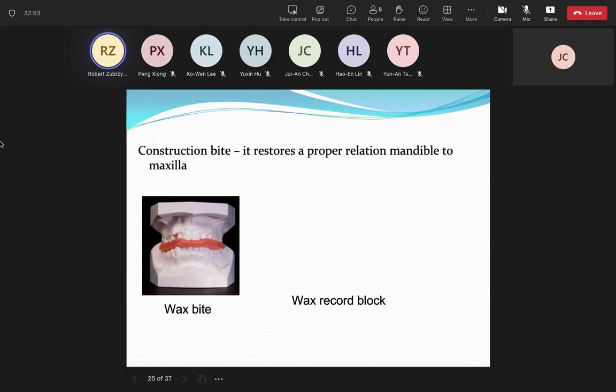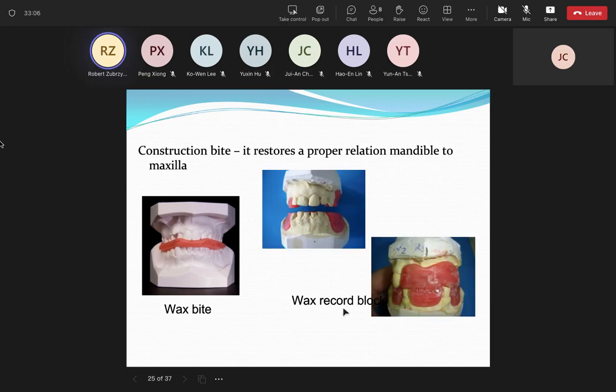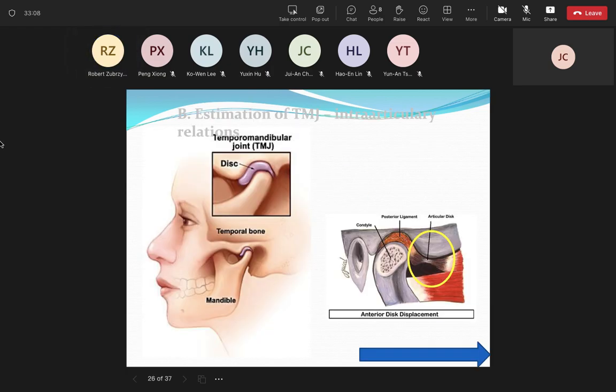Okay, we can go further. Construction bite. It restores a proper relation of mandible to maxilla. And we have here wax bite and wax recording blocks.